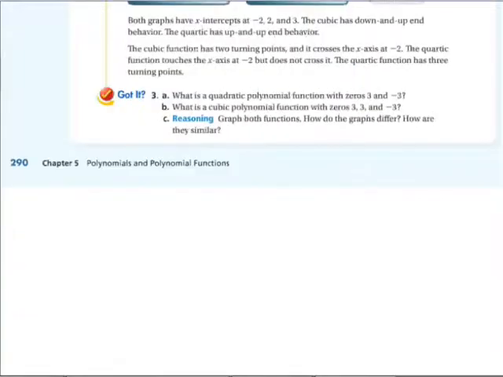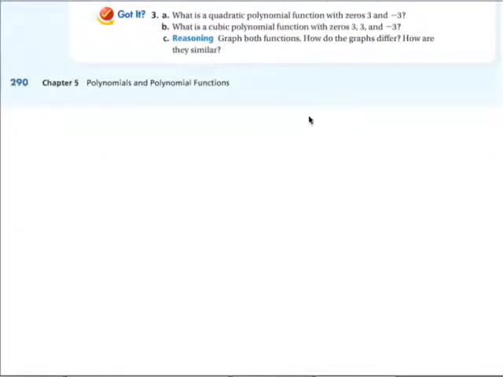Let's take a look at this. What is the quadratic polynomial function with zeros 3 and negative 3? What's a cubic function with zeros 3, 3, and negative 3? Graph both functions. How do they differ? How are they similar? Let's go ahead and you try that one on your own.